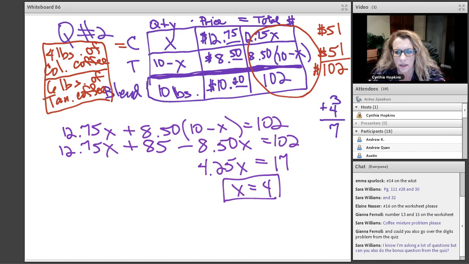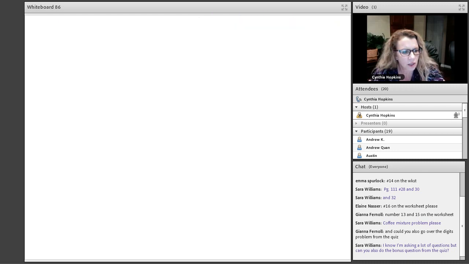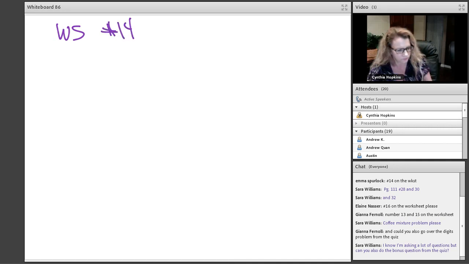All right, so let's go back. Okay, Emma is asking for number 14 on the worksheet. All right, I like that purple. So worksheet number 14.